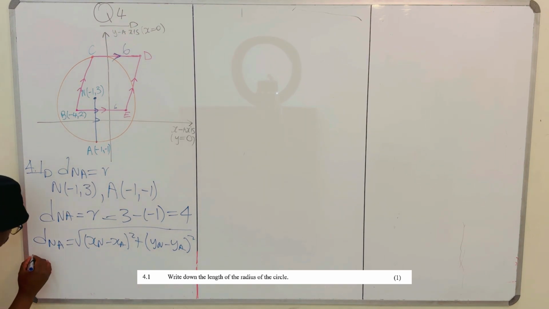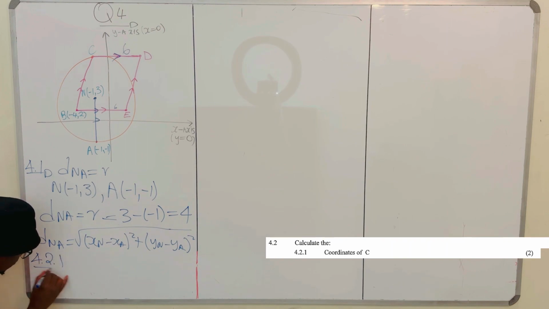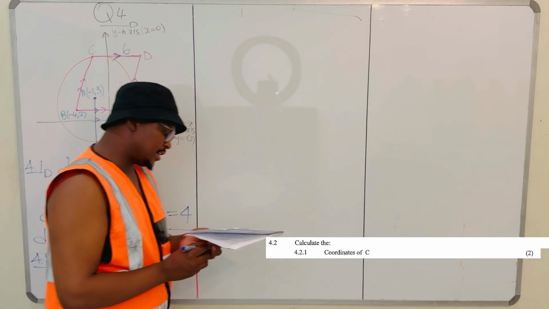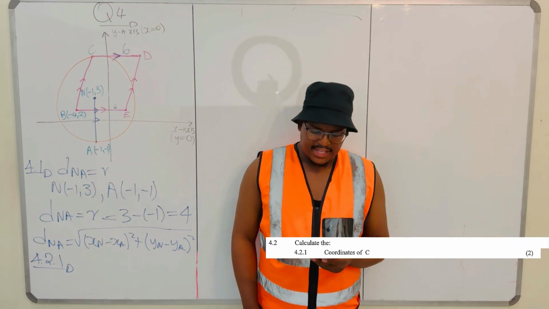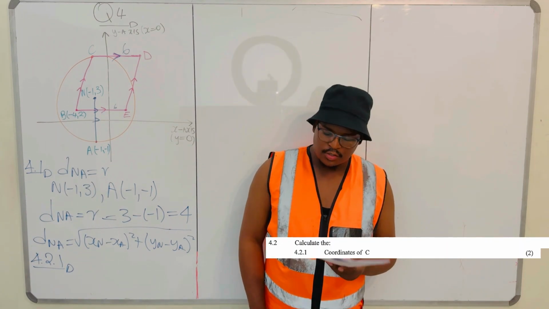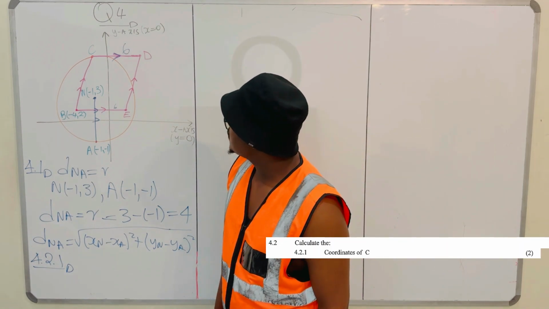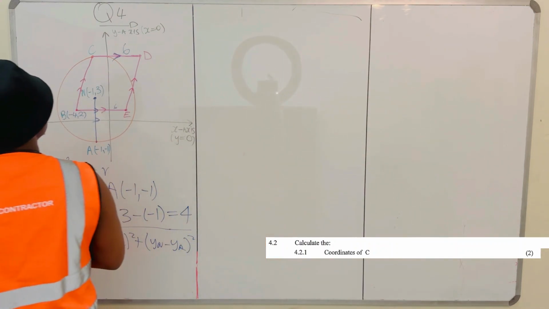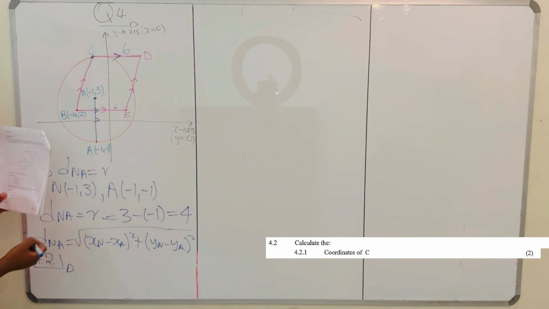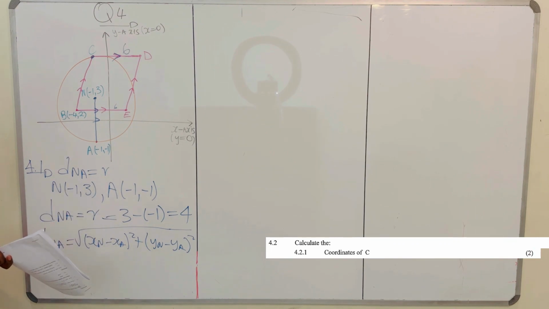So let's go to 4.2.1. What are they saying at 4.2.1? They are saying calculate the coordinates of C. So they want us to find the coordinates of C. What is C? C is this point here. They want us to find the coordinates of C. So how can you get this?